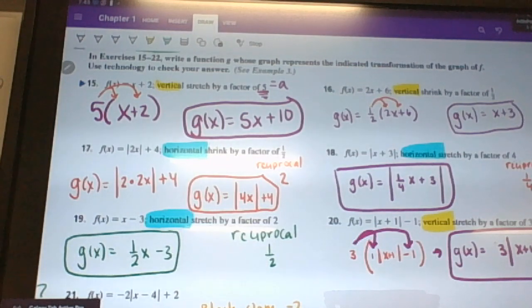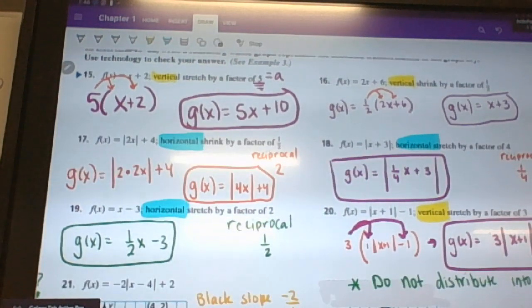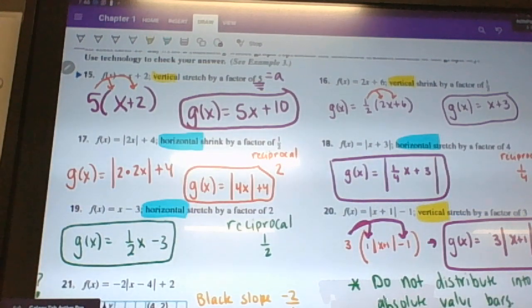I'm going to make this a visible note here. Do not distribute into absolute value bars. It'll land in front and it'll go to the end, not inside.